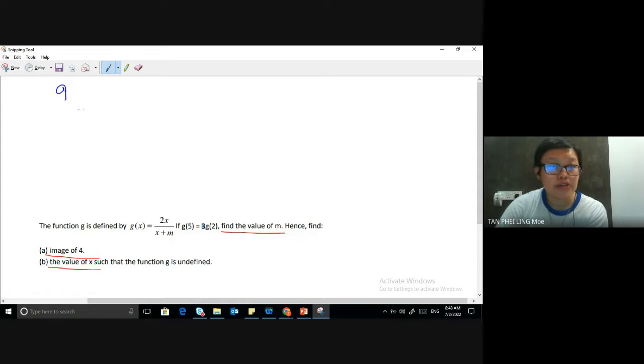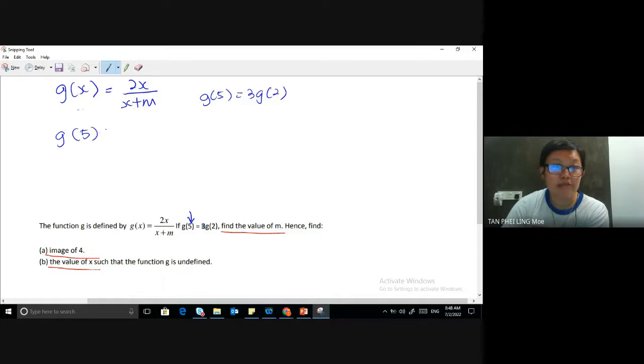Okay, so let us write down here that we have g(x) equals 2x over x plus m. So the hint that they give us is that g(5) equals 3g(2). So you can solve those on your own also. So g(5), that means my object is 5, so all the x here, can you see here? When x is 5, all this will become 5. So it's going to be like 2 times 5, isn't it? Then over 5 plus m.